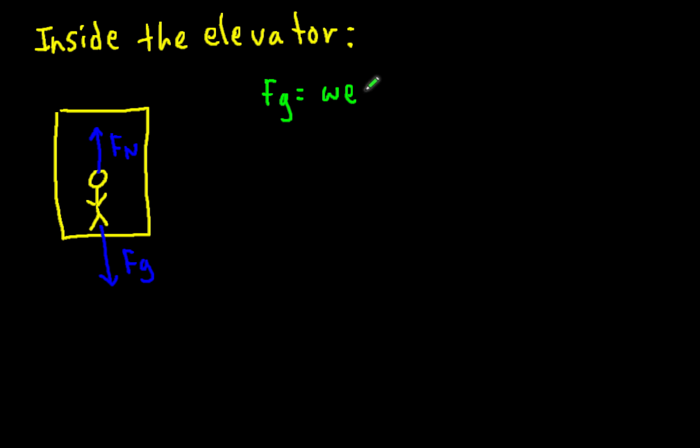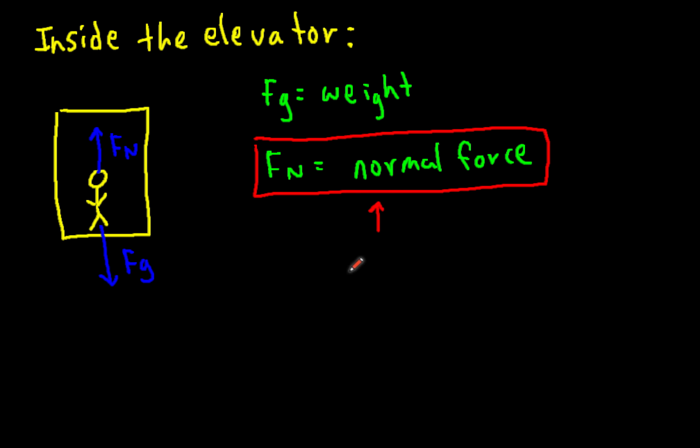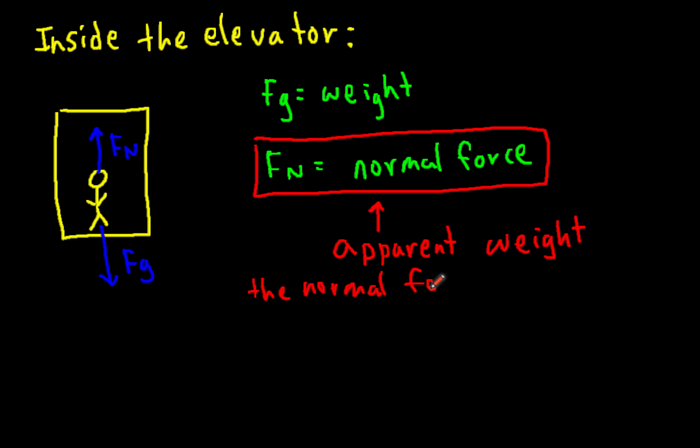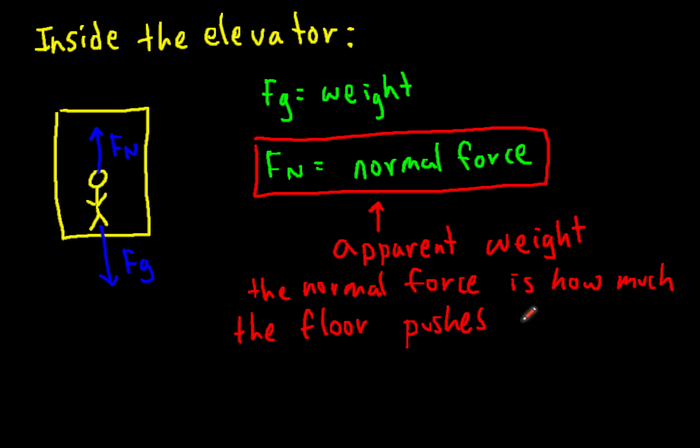Force of gravity on a person is, of course, the person's weight. The normal force is the upward force of the floor pushing back on the person. We will also refer to this normal force as the apparent weight. This is because the normal force is how much the floor pushes up on you.